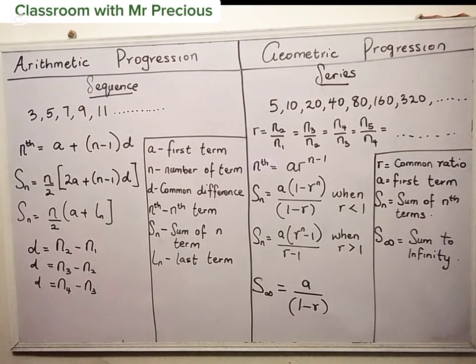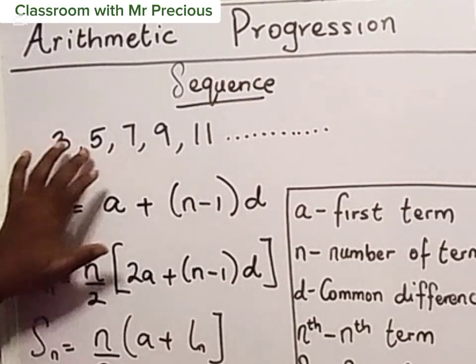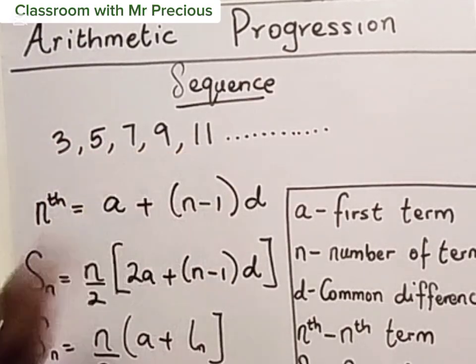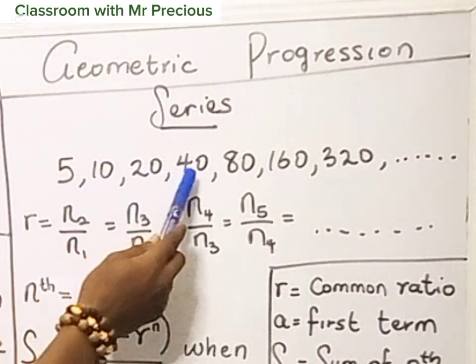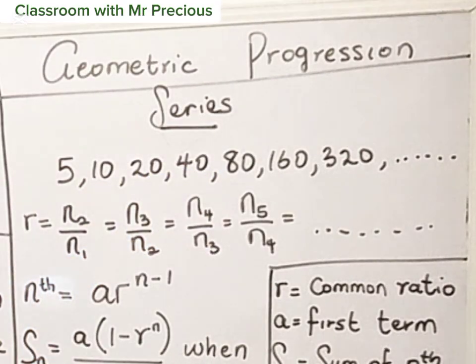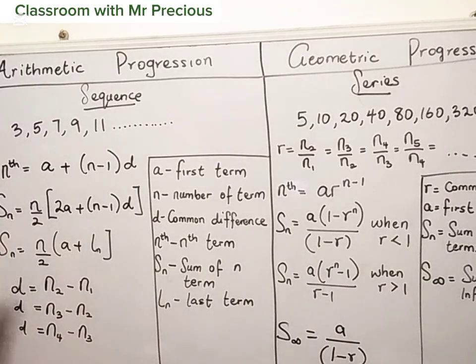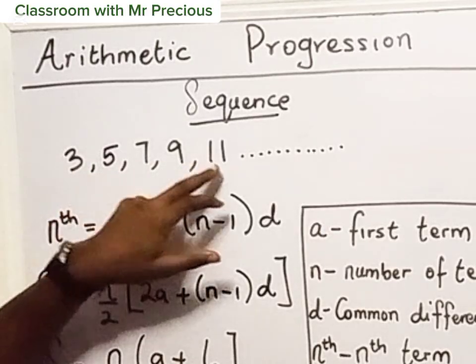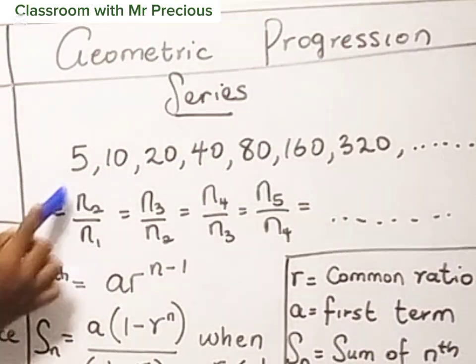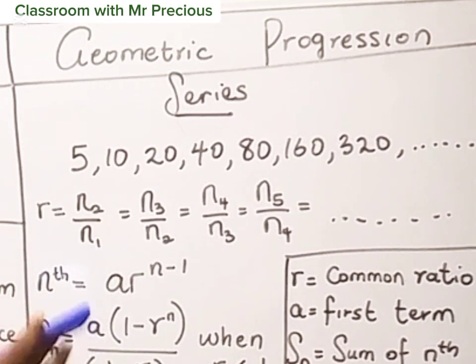First of all, what's the difference between AP and GP? If you have a pattern of numbers, look at 3, 5, 7, 9, 11, and look at this other one, 5, 10, 20, 40, 80. You can see that these two are increasing but at different rates. This one is increasing by plus 2, plus 2, plus 2, plus 2. This one is increasing by times 2, times 2, times 2.